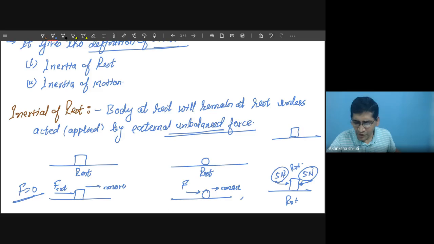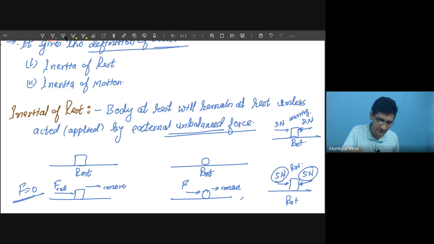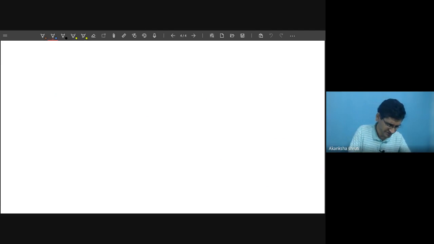But if for this body 5 Newton is applied from left to right and 2 Newton is applied from right to left, then it will start moving. So these are the situations that we have to keep in mind, though initially at rest. So this inertia of rest is very important. What is that? If the body is at rest, it will try to maintain its state of rest. How are we practically observing this? So write, practical or daily life observations.